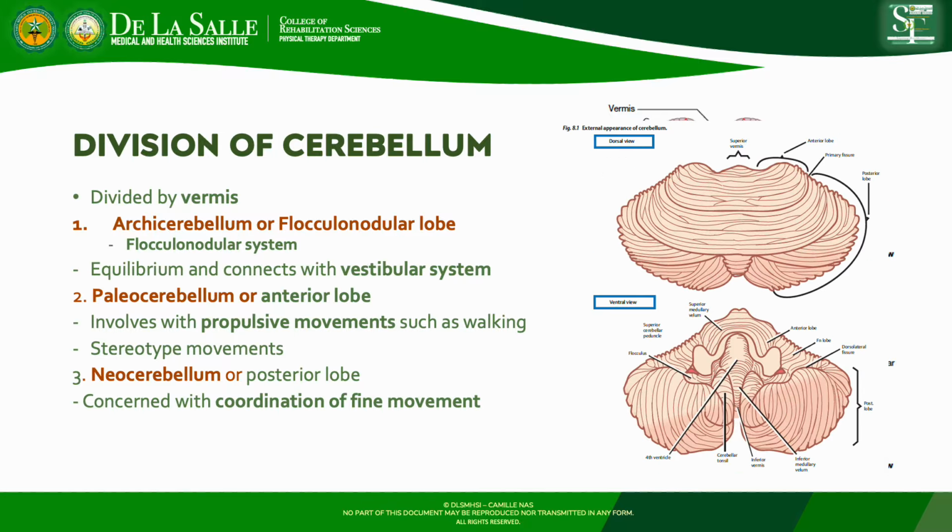Here's another picture of the different lobes. Please take note of the small flocculonodular lobe that is underneath the posterior lobe. Again, this is very important for the vestibular system, the balance, and even hand-eye coordination.